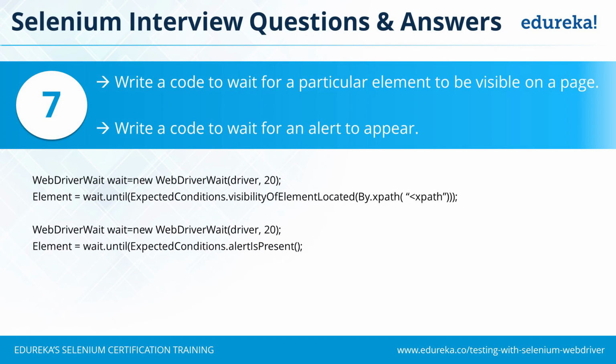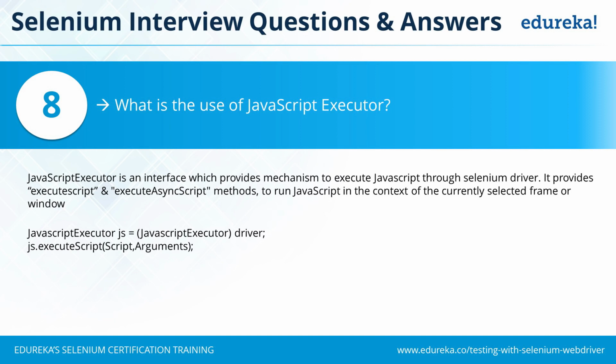The next question is: write a code to wait for an alert to appear. You can also wait till an expected condition, that is presence of an alert. This is written in the same manner: the WebDriver wait for 20 seconds I'm declaring along with the instance of the WebDriver. And then I say element, that is the alert, will be wait.until ExpectedConditions.alertIsPresent. So I'll be waiting till the alert is present on the screen. Okay, let's go to the next question.